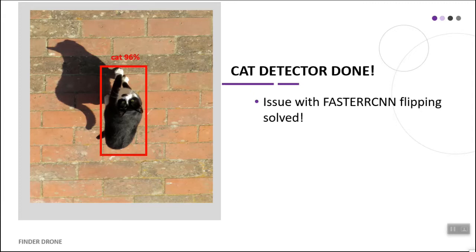Okay, so the cat detector is done. We were able to solve the issue with Faster RCNN flipping, and we can detect cats. One thing to note here is that we are using Faster RCNN as a base, and we are filtering for the cat category to find the cats.